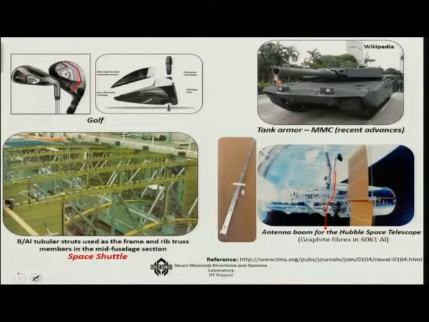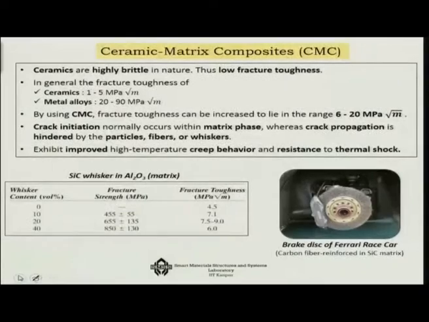The places where you can use it, like golf, definitely, and then the tubular struts, which are used as the frame and rib truss members in the fuselage section, that is in terms of aircraft applications. Then the antenna boom for Hubble Space Telescopes for space application, or tank armor, MMC. So there are many such varied applications of metal matrix composites.